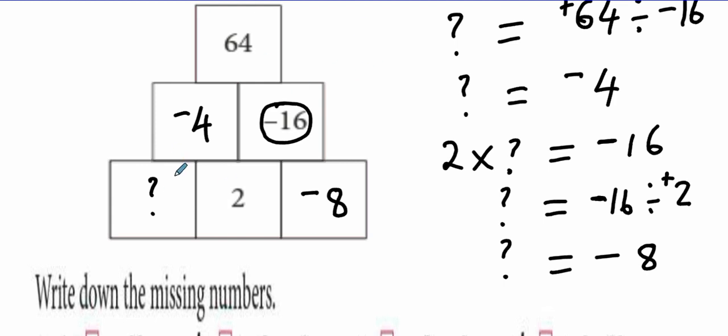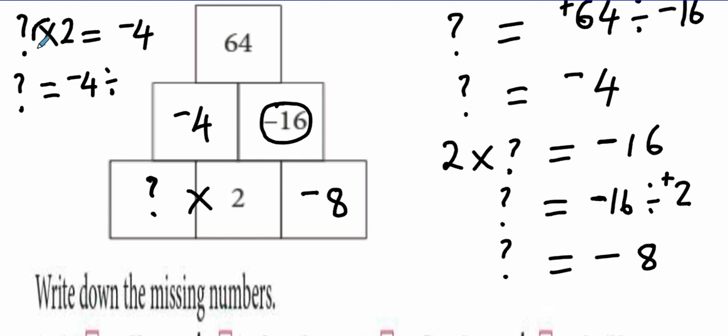Likewise, we have this number missing over here times 2, the answer will be negative 4. The missing number times 2, the answer is negative 4. So the missing number will be equal to negative 4 divided by 2, because you do the opposite of multiplication, that is division. Negative divided by positive, the answer is negative. And 4 divided by 2 is 2. Correct. So the missing number over here will be negative 2.